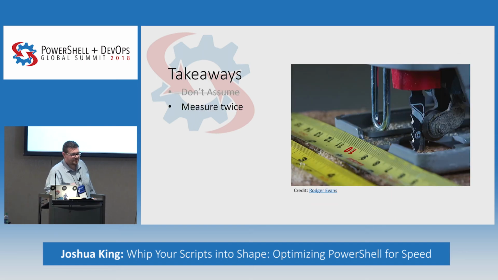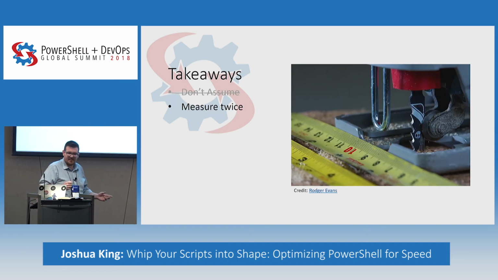Measure twice. Like I said at the start, and as happened here with the Wi-Fi, random variables will come into play. Running a test once isn't going to be a true reflection of truth. So every time I've run these demos, I've had different results. I've had different things not be faster, depending on which way the wind's blowing.